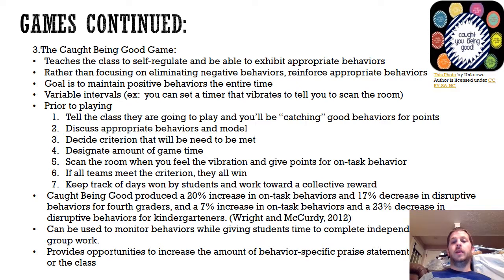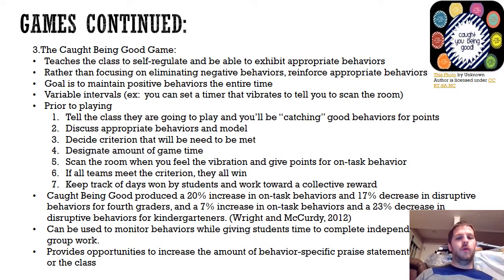Decide criterion that will need to be met. Designate the amount of game time. Then scan the room when you feel the vibration and give points for on-task behavior. Next, if all teams meet the criterion, they all win. You should keep track of days won by students and work toward a collective reward.